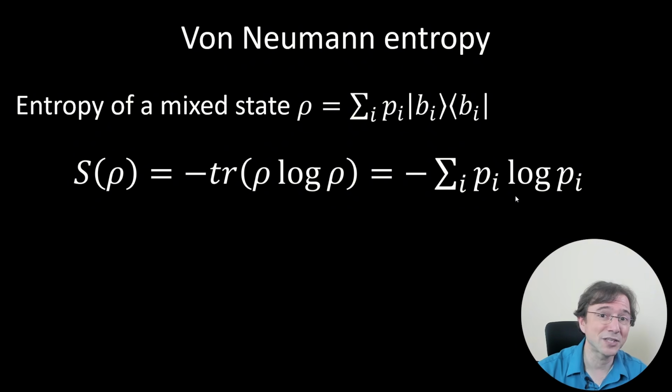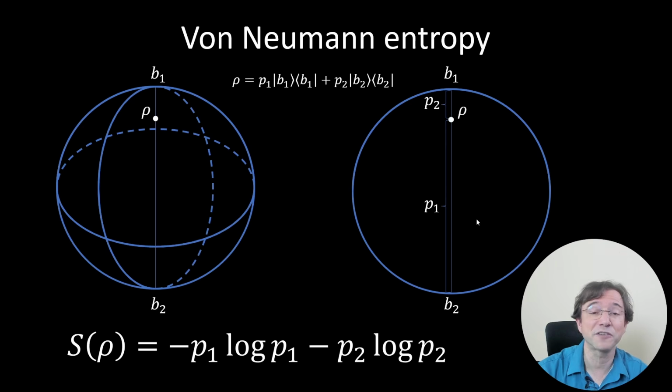So again, this is not telling us much, so let's go to the Bloch sphere to get a little bit of a geometrical idea. B1 and B2 are our two orthogonal states, of which rho is a mixture, not a superposition, but a mixture. And a mixture is just on the line that connects the two. So this would be rho. The distance between rho and B2, again normalized, would be P1, and the distance between rho and B1 is P2.